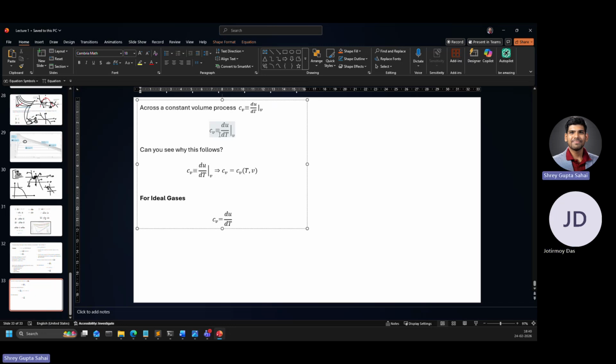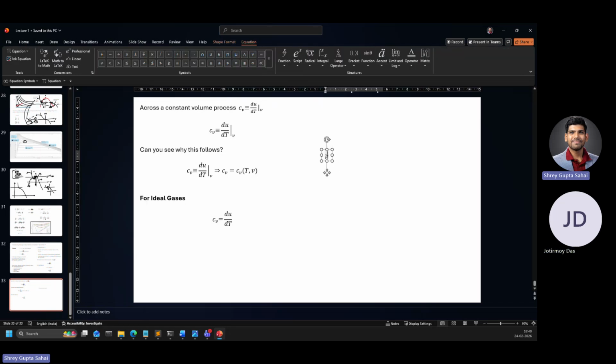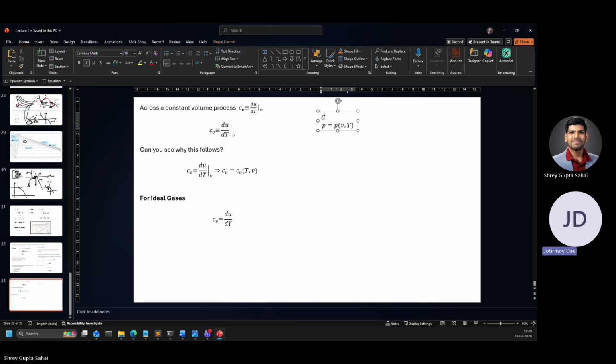So before answering that, we'll discuss this part also now for some time. But tell me one thing: for any system, can I write this in general? I'm not saying always, but in general.